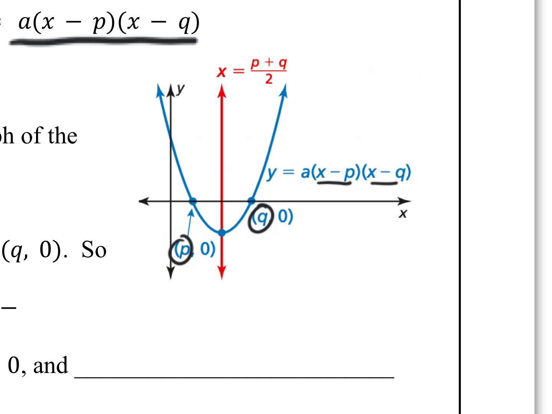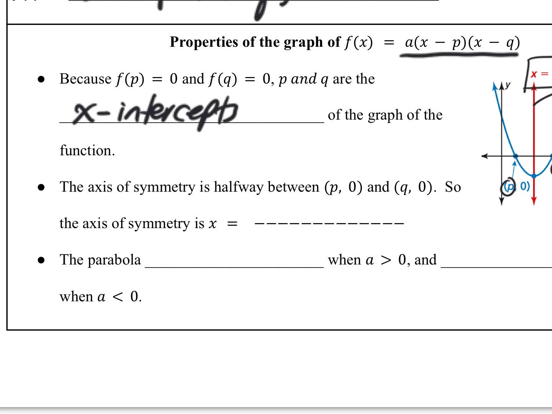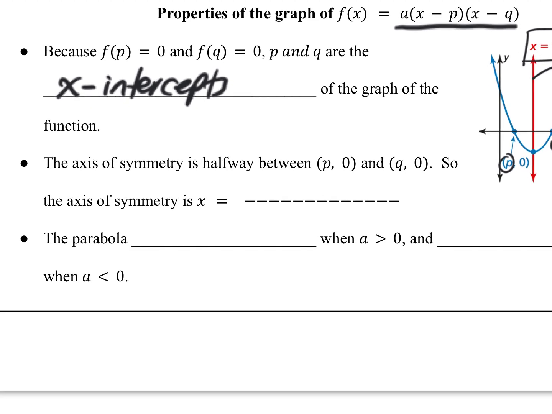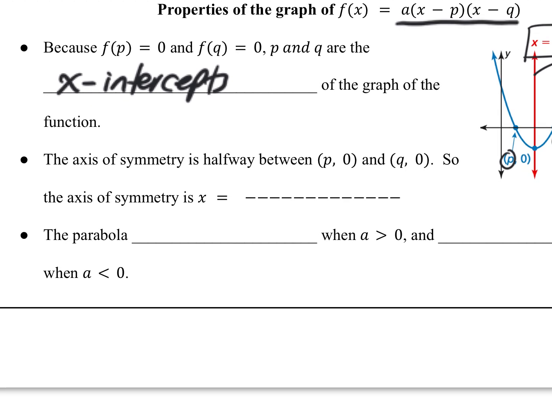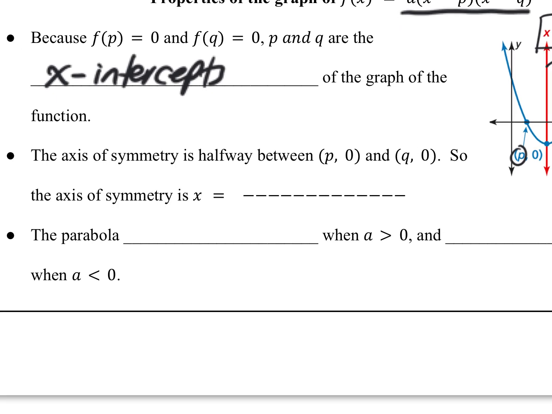Now also, the axis of symmetry, this is your AOS, is going to be computed by this one: x is equal to p plus q divided by 2. So the axis of symmetry is halfway between p and q. It is the average of these two: p plus q, and then we divide it by 2.